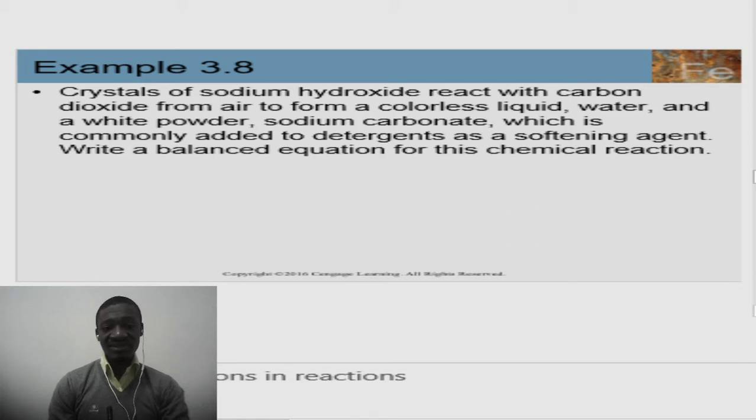Understand that the colorless liquid is not one of the reactants, as I used to tell the students jokingly. Sorry, it's not one of the reactants, it's one of the products. Water is a product, and so is sodium carbonate. Notice that they say the colorless liquid, comma, water, and a white powder, comma, sodium carbonate. It's there for a reason. The comma just goes to emphasize what it was.